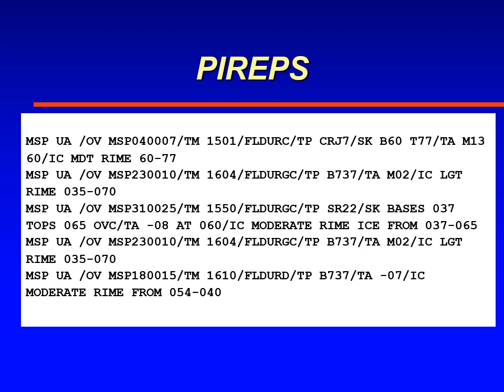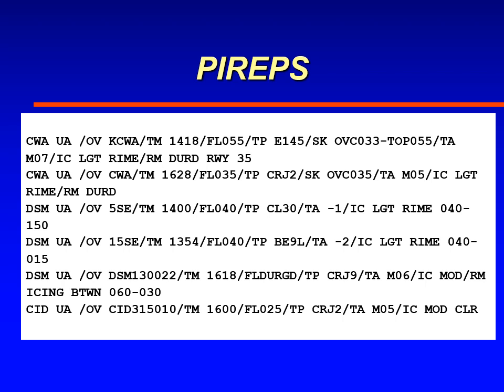And then over Minneapolis, the next one during climb, a 737 with a temperature of minus 2, looking at light rime between 3,500 and 7,000. Oh, actually, that's a repeat from the previous one. And then finally, here's one during descent, a Boeing 737, temperature minus 7, with icing, moderate rime from 5,400 down to 4,000 feet. So there are lots of reports of icing in the Minneapolis area at this particular time.